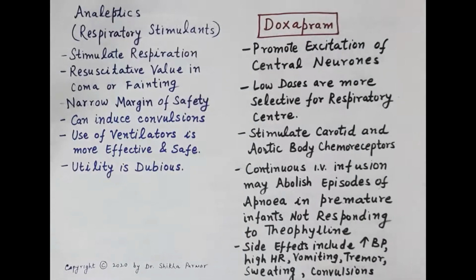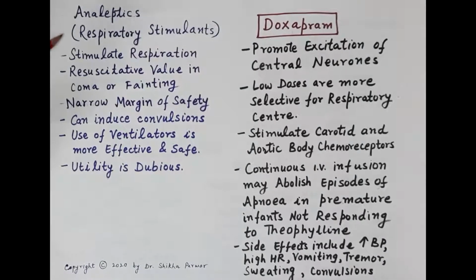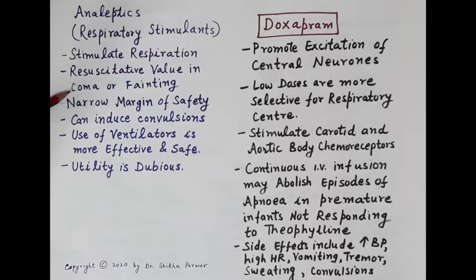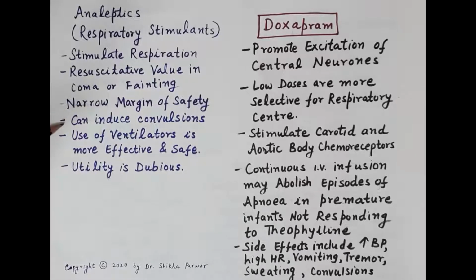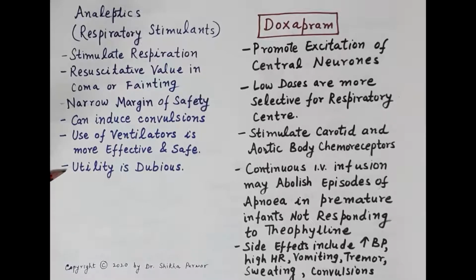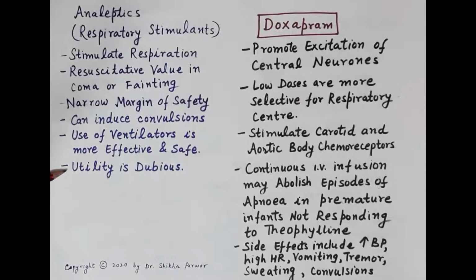Now we will talk about the pharmacology of analeptics. Analeptics are respiratory stimulants. They stimulate respiration, and these drugs are of resuscitative value, that is, they cause revival in fainting and coma. They show a narrow margin of safety, that is, the difference between the therapeutic dose and the toxic dose is very narrow. If the doses are exceeded, they can induce convulsions. Use of a ventilator is more effective and safe compared to analeptics, and therefore their utility is dubious. Analeptics should only be used if mechanical ventilators are not available.